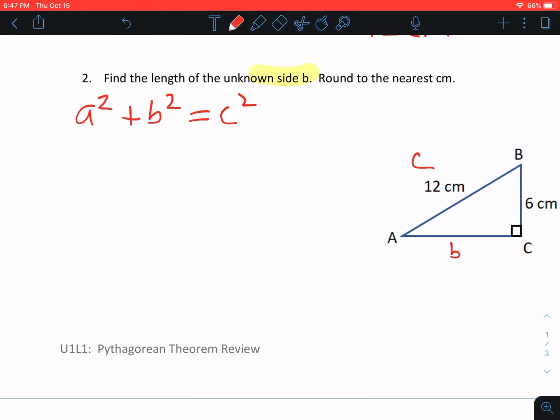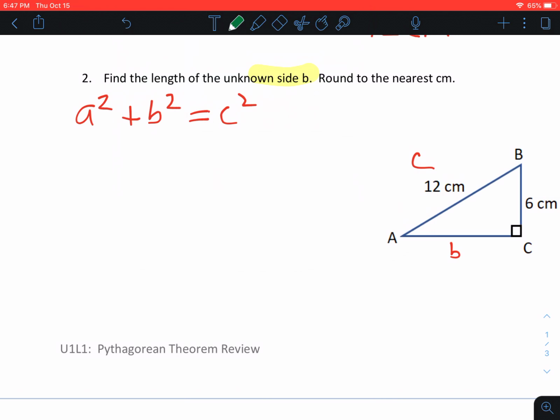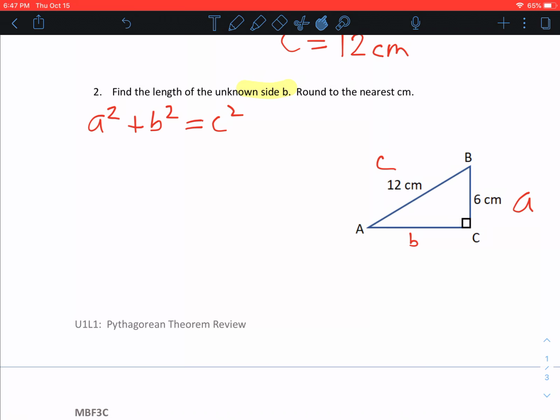And then I'm going to substitute the numbers from the diagram into this equation. So A in this case is 6 centimeters, so I'm going to write 6 squared. B in this case is unknown, so we're just going to write B squared because we don't know what B is yet. And C is 12, so I'll write 12 squared there.